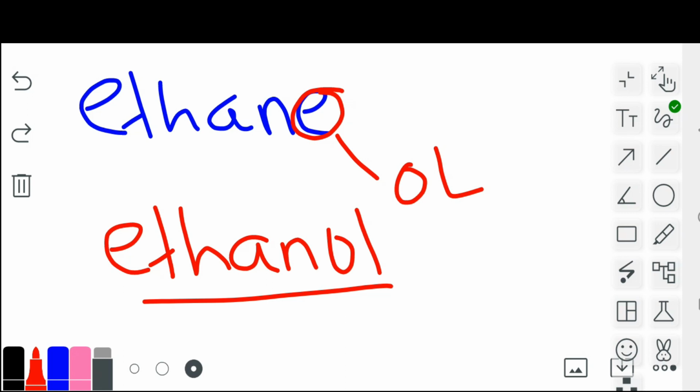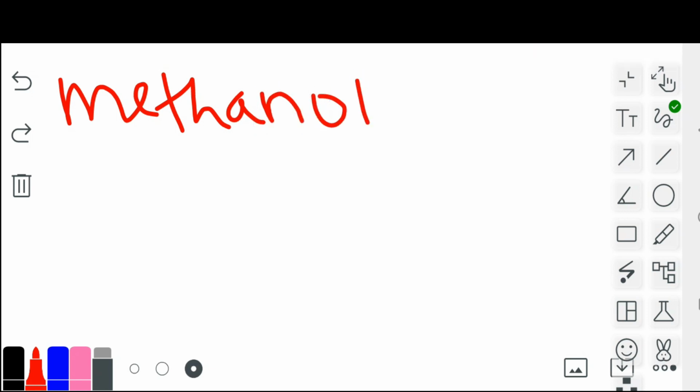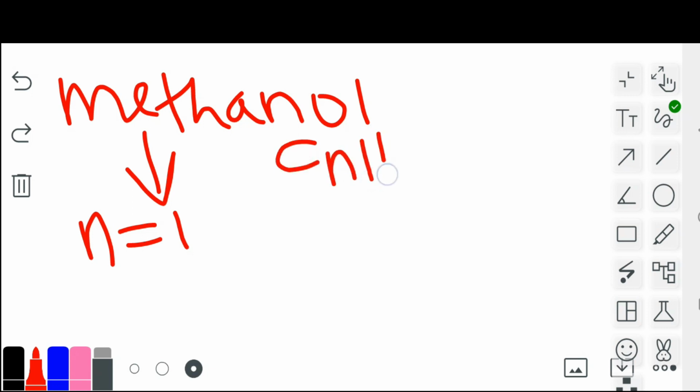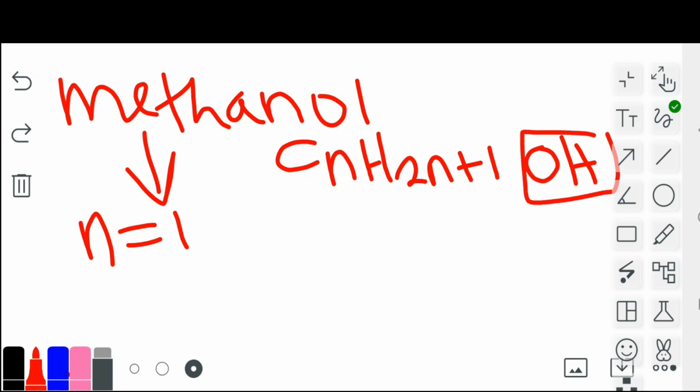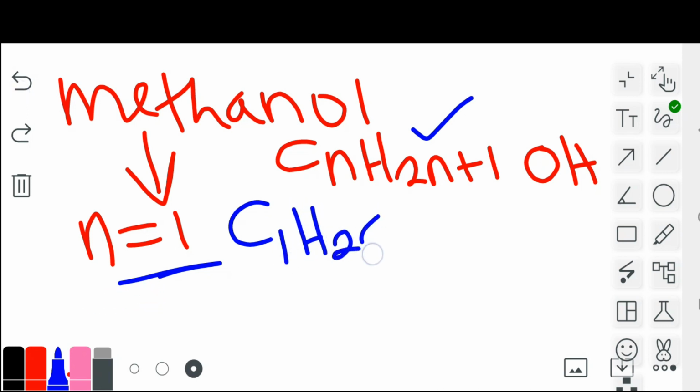Okay, now coming back to the molecular formula. If I want the molecular formula for methanol, we know that meth is just 1, coming from methane, so n equals 1. Now, from the general molecular formula, CnH2n+1, and then you put OH. The OH you have put just to balance up. I will show you in a minute. So where there is n in this formula, you just put 1. So you're going to have C1, H2(1)+1, OH.